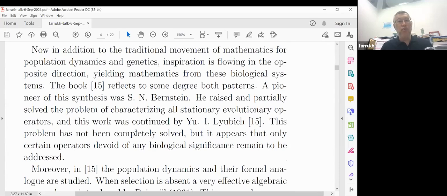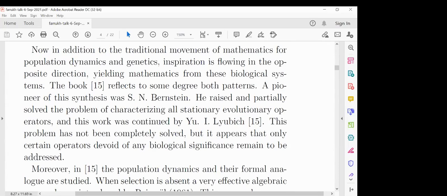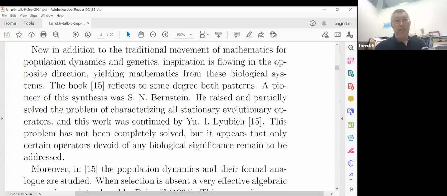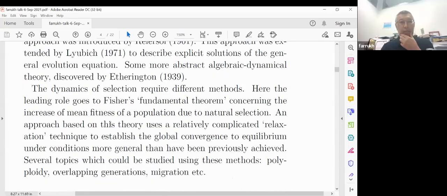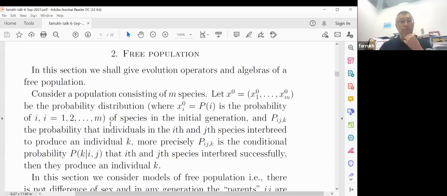Bernstein did his first investigation in 1924, around that time, and later on this problem was continued by Lubitsch and other researchers to study the structure of algebras generated by the dynamics of this population. How they appear, I will let you know in the following formulation.